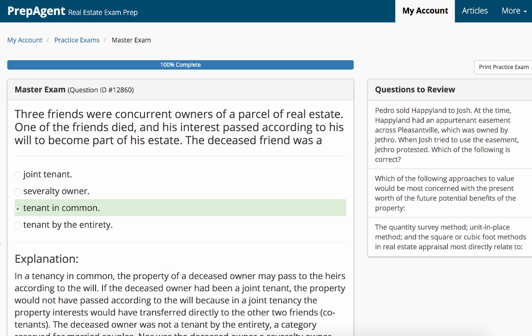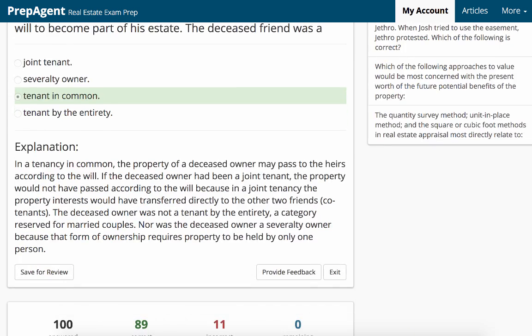Well, joint tenancy, I don't think you need a will. It just goes right to the other owners. And tenancy in common would go to your heirs. The other owners don't have the rights to it. Yeah. Good.